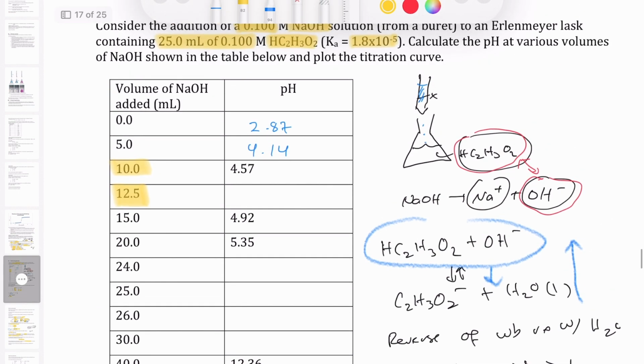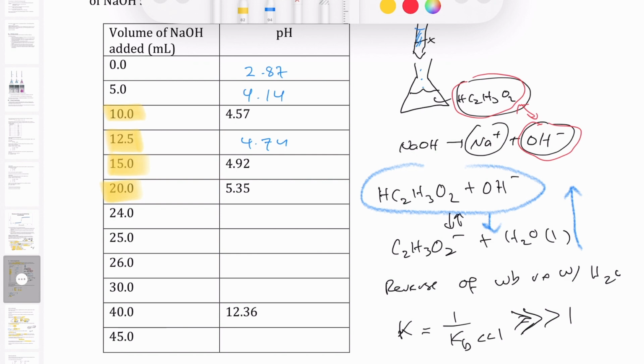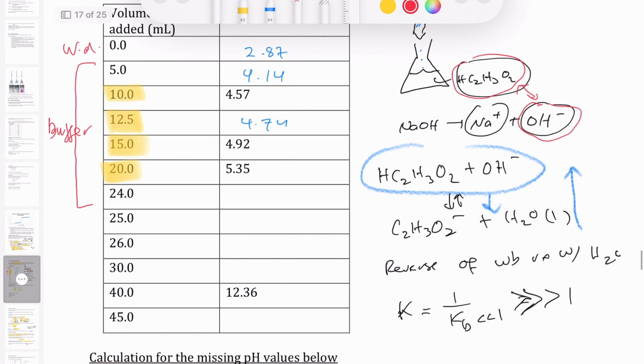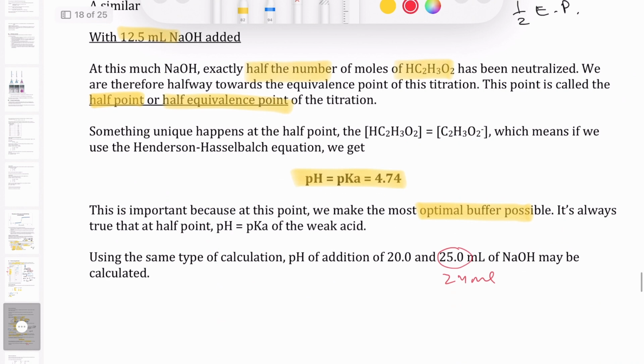Okay, so this number I'm going to fill in for you. It's 4.74. When we go from really pretty much from here to here, these are regions where my solution is a buffer. On the top here, I have a weak acid when nothing has been added. So I would encourage you to again calculate this one, and this one as well, because they're all done the same exact way. But then now we want to get to 25. And again, 25 is another unique point during my titration.